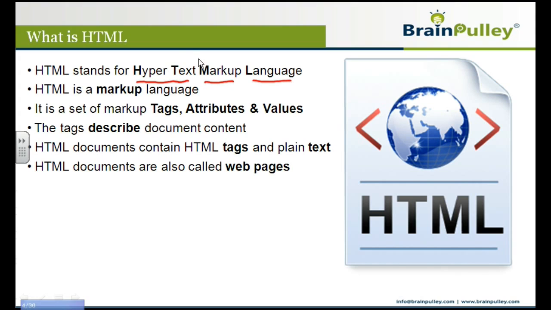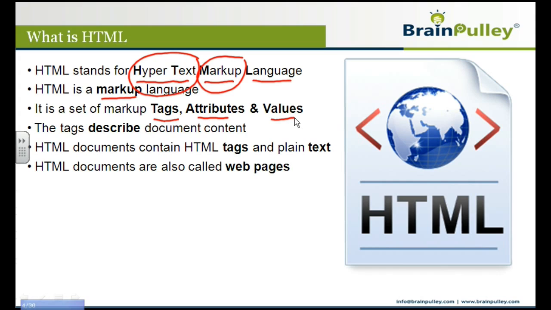Hypertext is your web page, and the markup language says how I can define it. It's a language about the text which tells the browser how it has to be visualized or represented on the screen. Basically it's a markup language, and a markup language is a collection of tags. We will look in detail at what tags are, and each tag can have attributes and associated values.